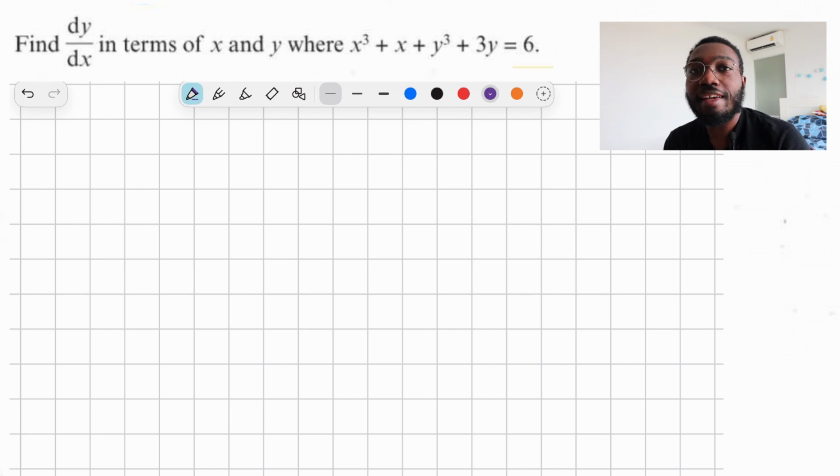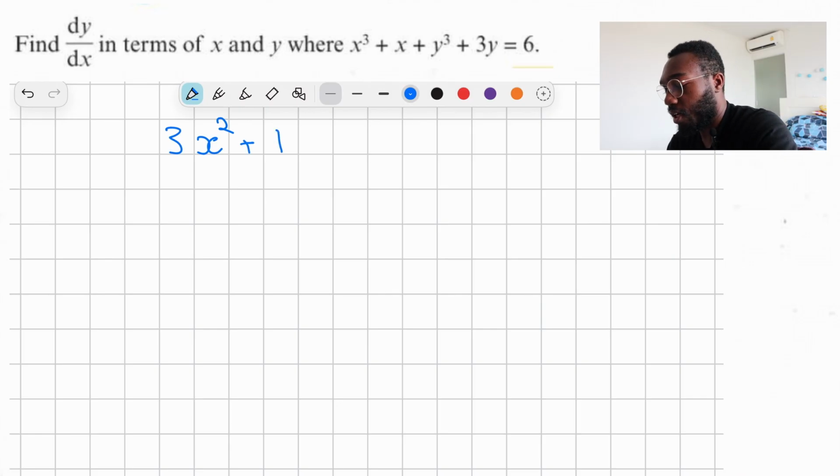So now for this question, we need to find dy over dx in terms of x and y, where we have x to the power of 3 plus x plus y to the power of 3 plus 3y is equal to 6. So for the x values, it is very simple because we're differentiating with respect to x. For x to the power of 3, we would get a 3x squared. Then that x would turn into a 1. And now with the y to the power of 3, as we learned earlier, that would be 3y squared dy over dx, and that 3y would just be a 3 dy over dx.